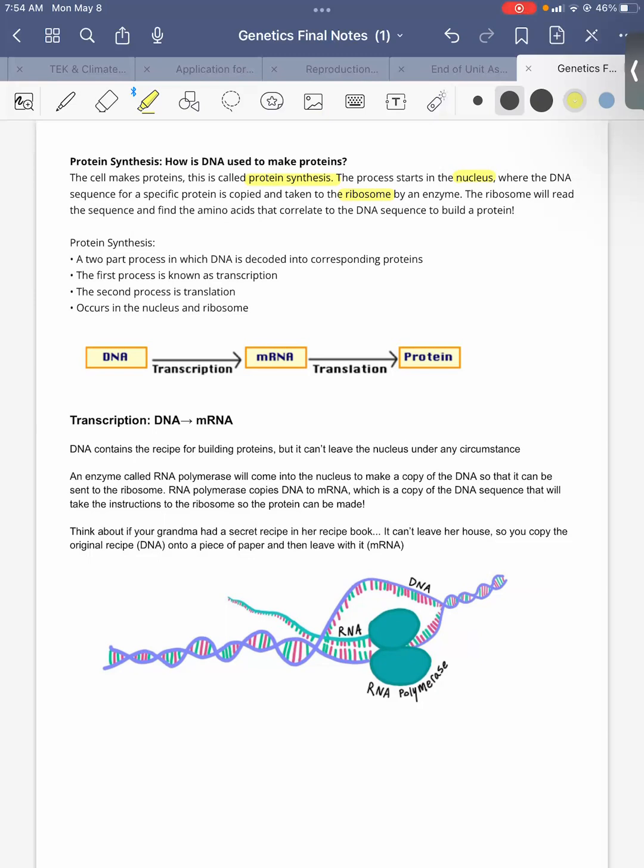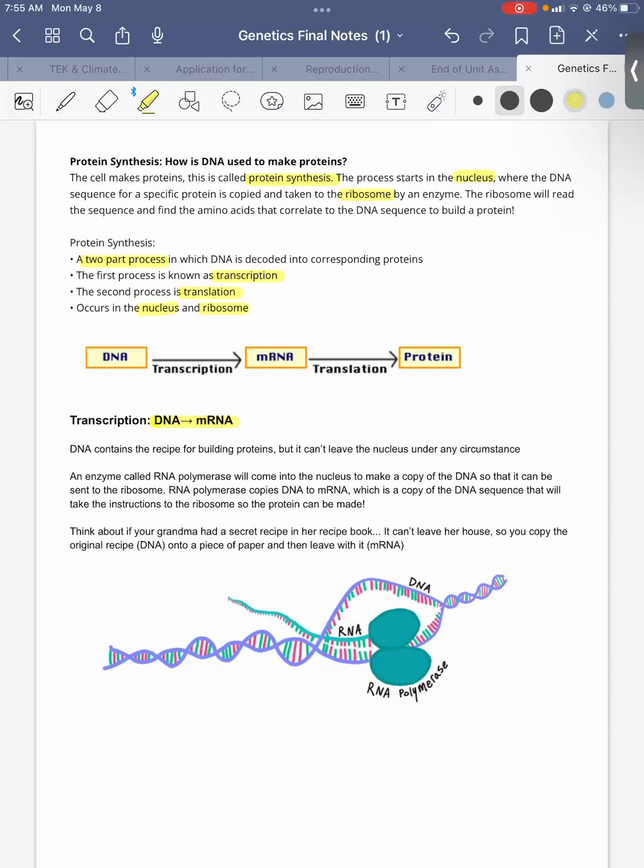Okay, so let's go ahead and start really breaking down how does this happen. Here's some quick facts before we get started, like an overview. Protein synthesis is a two-part process. The first process is transcription. The second process is translation. Transcription occurs in the nucleus, and the translation will occur in the ribosome. So let's talk about this word transcription, and what happens. This is when we're going to take the DNA and turn it into mRNA.